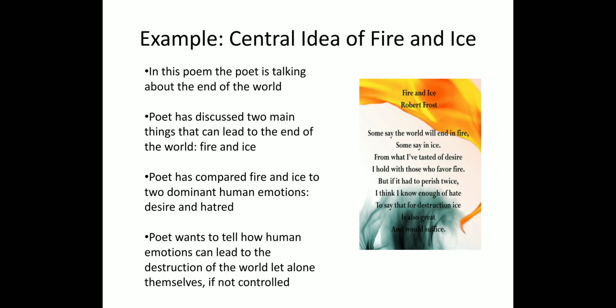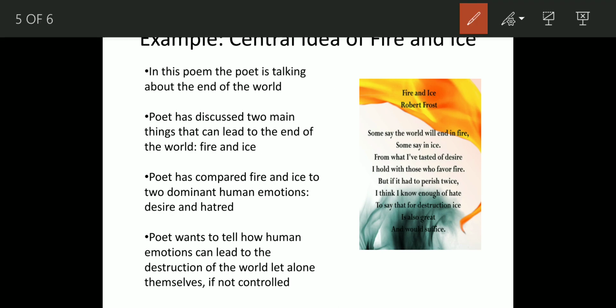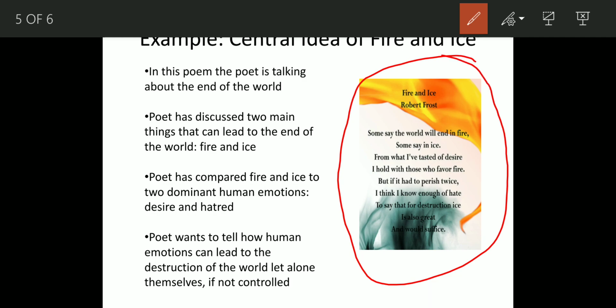Now, what is this poem talking about? Before writing the central idea, let's understand what the poem is talking about. In this poem, the poet is talking about the end of the world. We totally understood that he is talking about the end of the world. He has discussed two main things that can lead to the end of the world, two prominent opinions about the end of the world, that are fire and ice.